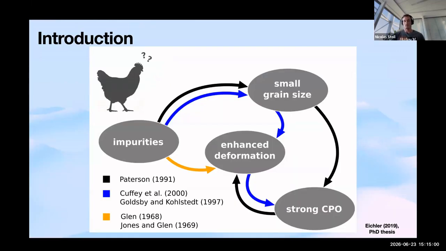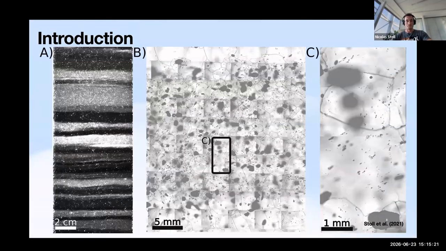So, a colleague of mine put this very nicely together. It's a bit of a chicken and egg problem. What comes first? Do we have impurities which impact the grain size? Do we have grain size that impacts the deformation or the CPO, so this orientation of the crystals? And this has been debated for many, many decades and is still being debated.